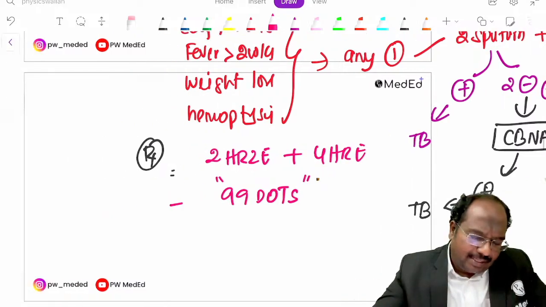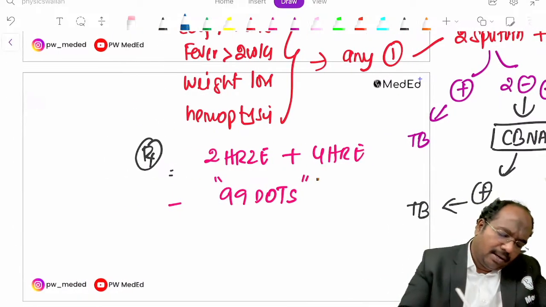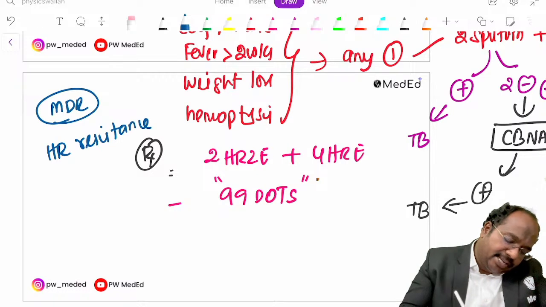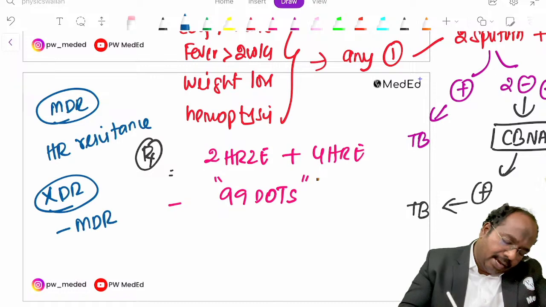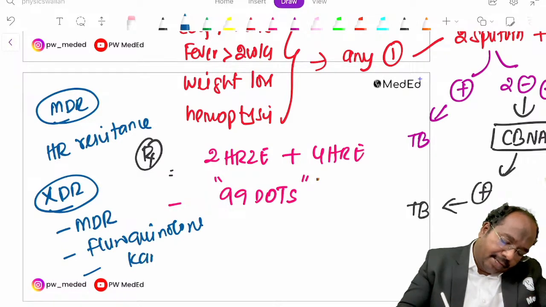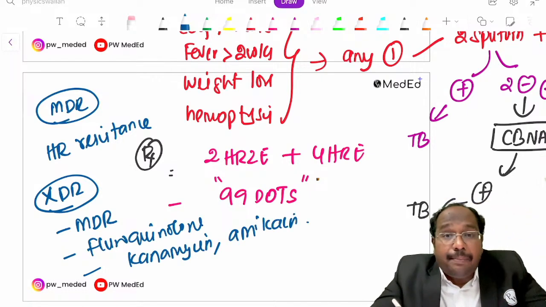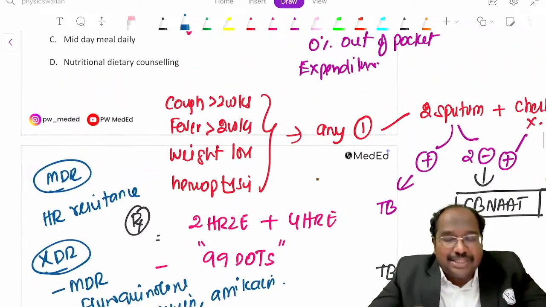Okay, MDR, XDR you should tell. That is simple. What is MDR? HR resistance. What is XDR? They should be MDR and also resistant to fluoroquinolones and to injectables, kanamycin, amikacin. Okay, these are MDR, guys. Let us see common things, guys.